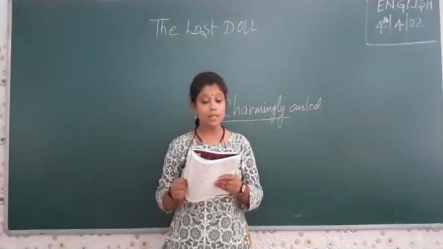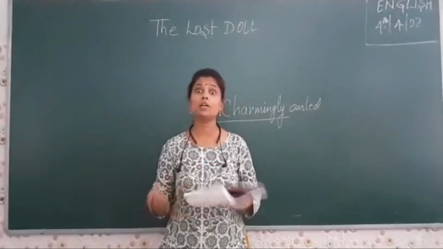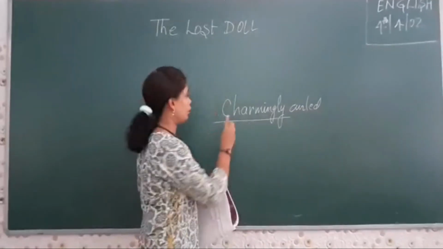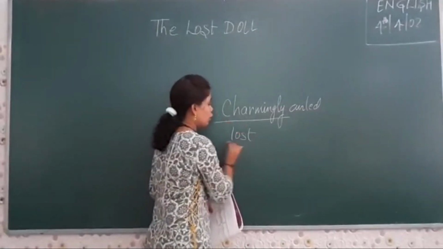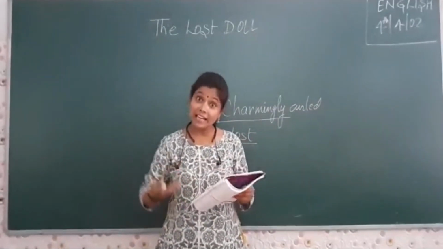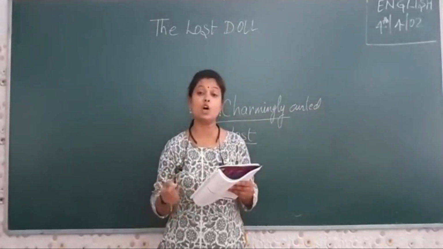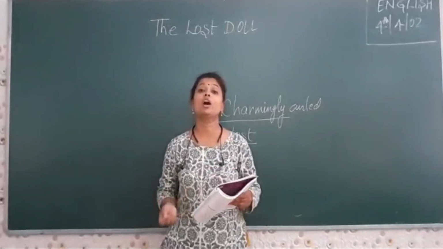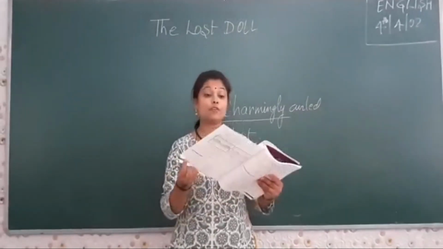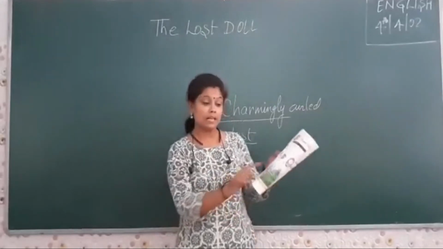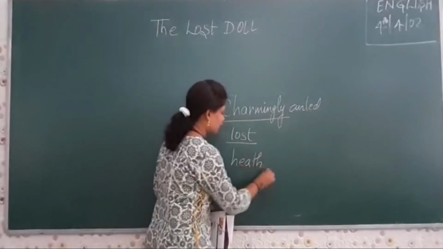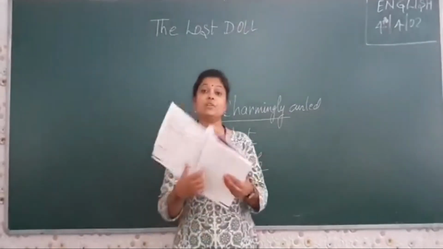Next, one day the girl had dashed her doll. What had happened one day? The girl lost her doll. Next, she again found her prettiest doll in the, where did she get it? She got it back from the heath where she had lost it. If you go through the story, it is given that she lost it in the heath and she got it back from there only. Is that clear to you?